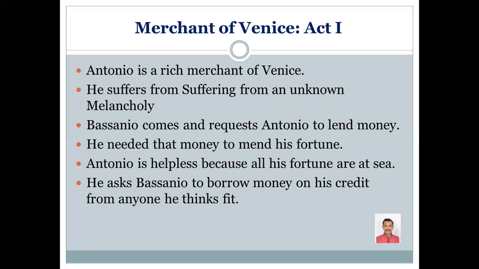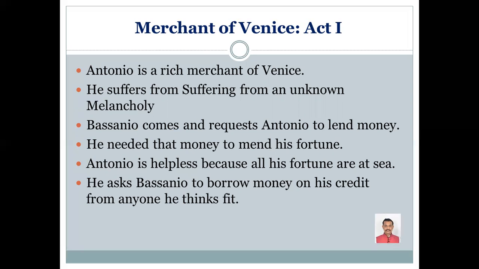Then Bassanio, who is his very good friend, was rich once upon a time, but because of his extravagant habits he has lost all his fortune, all his property, all his money, and at present he is in debt. But his greatest fortune is that Antonio, a rich merchant of Venice, is his good friend, and whenever he is in need of money, he always comes to Antonio.